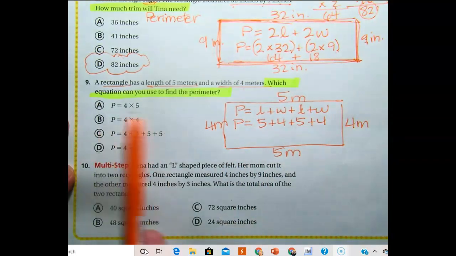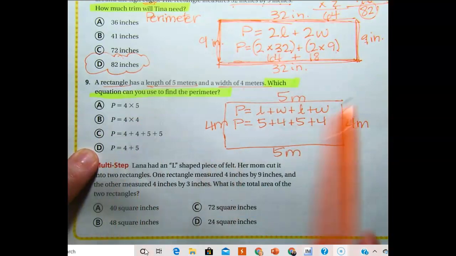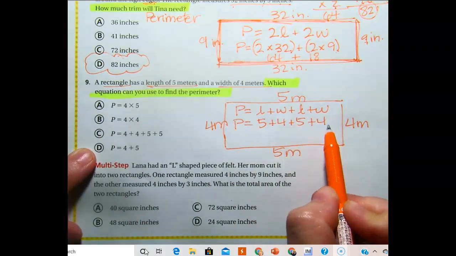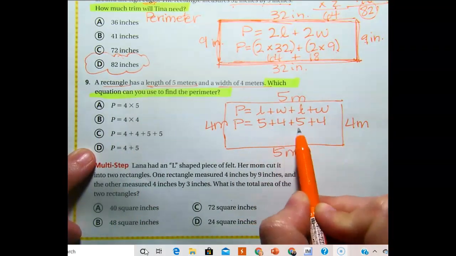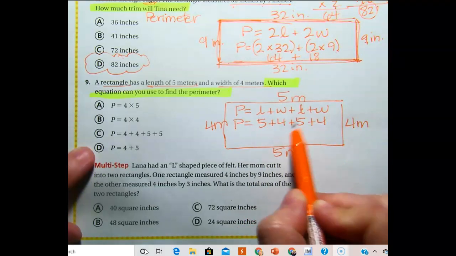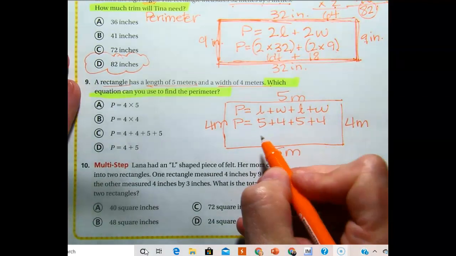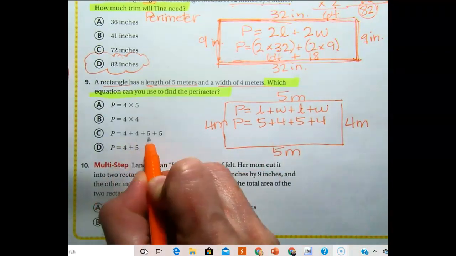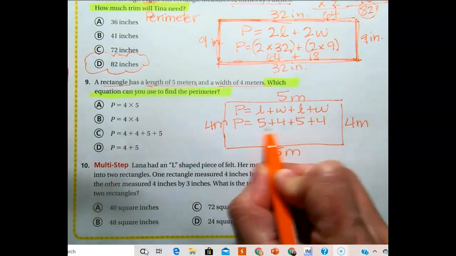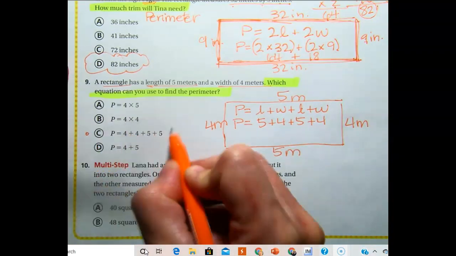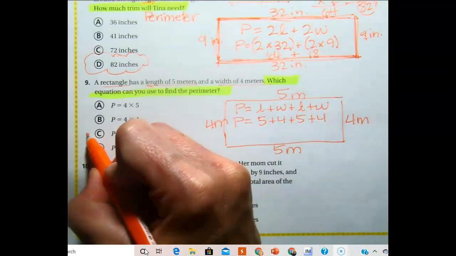Well, that doesn't look like anything here. But with addition, what can we do with our addends? That's the commutative property, where we can switch the numbers around. Could we say 4 plus 4 plus 5 plus 5? Would that mean the same thing? Absolutely. I'm really thinking that this one looks like the answer.